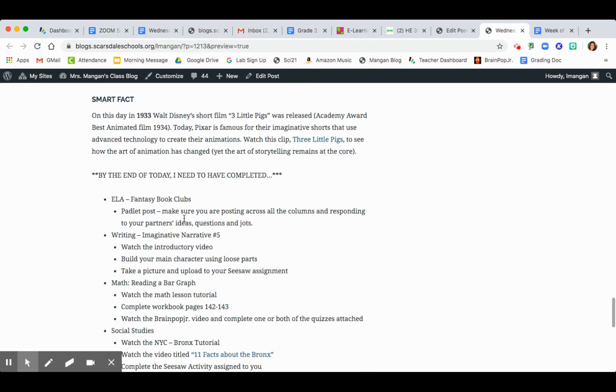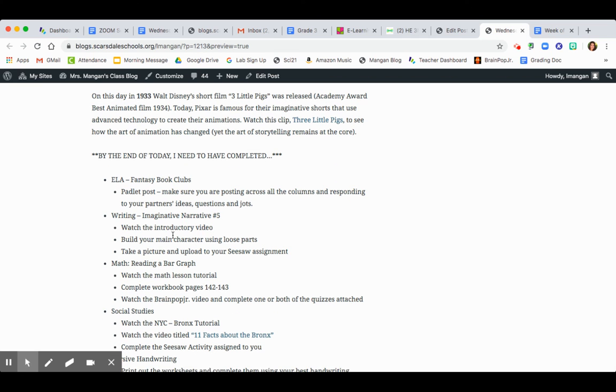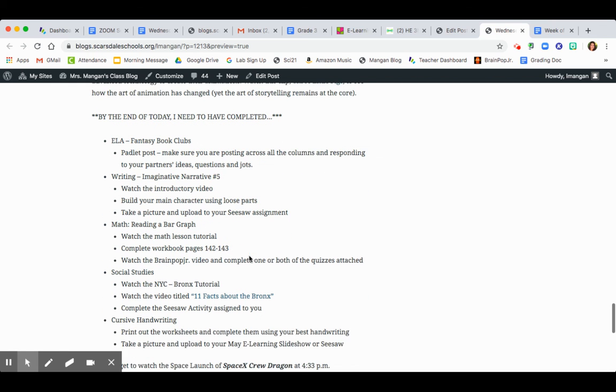So by the end of the day, you're going to complete your book part, like whatever you have to read for your book club book, and your Padlet post. You're going to create your main character using loose parts and upload a picture to Seesaw.